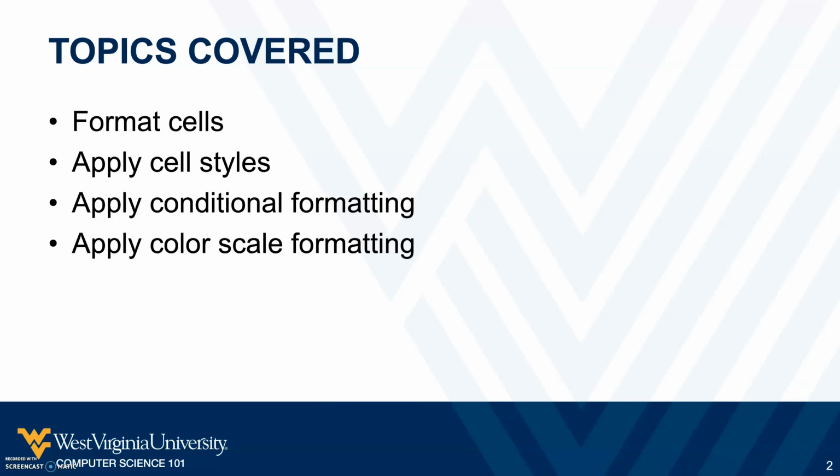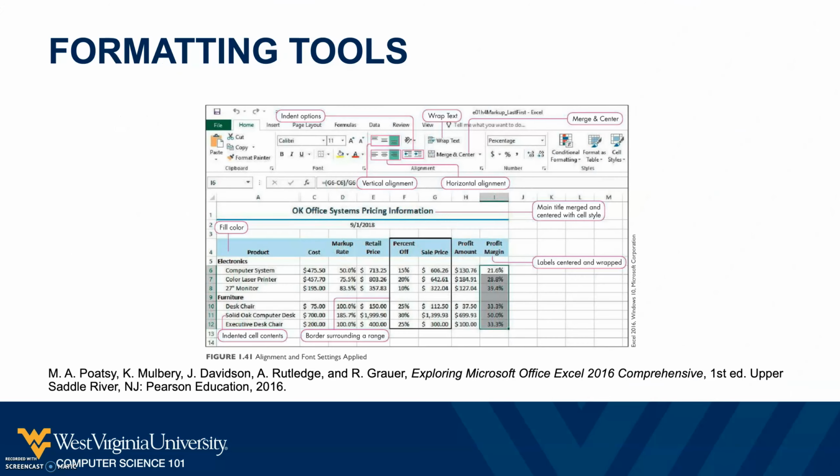Okay. So the topics covering this are formatting cells, applying cell styles, conditional formatting, and color scale formatting. All of those are things that you're going to cover in the participation project. They're easy peasy, and I'd just like to introduce them to you as a concept. You saw them in my lab, and I hope this is familiar to you.